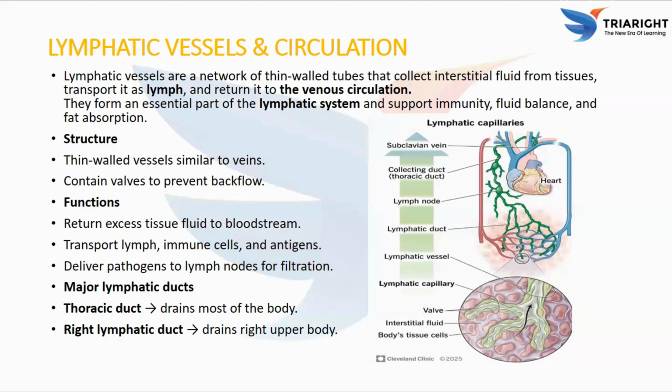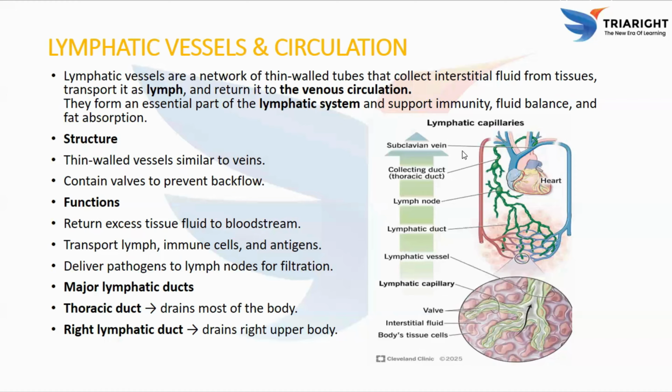Whereas the right lymphatic duct drains the right upper limb, right thorax, and right side of the head and neck, and it empties into the right subclavian vein. The thoracic duct is the largest lymphatic vessel. It begins at the cisterna chyli, which is a dilated pouch in the abdomen. So this is about the lymphatic ducts involved in the lymphatic vessels.